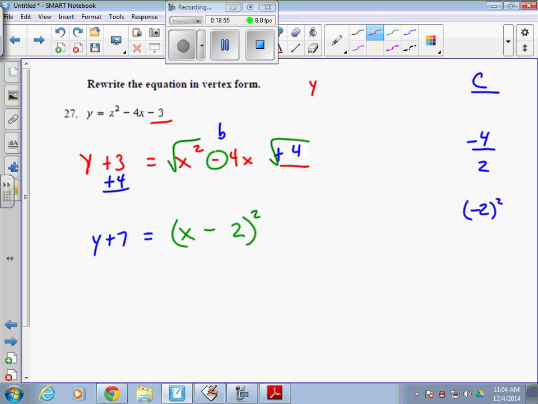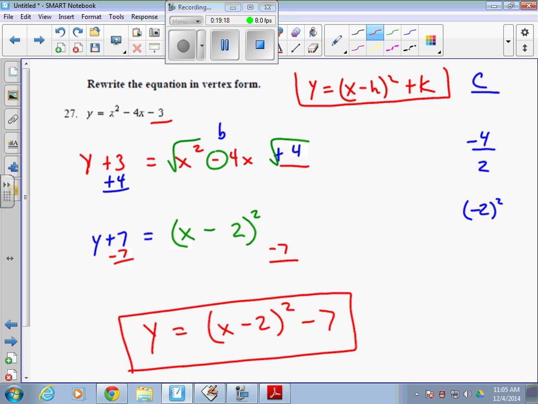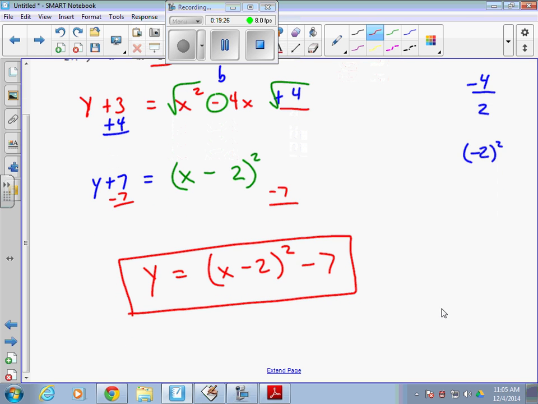Vertex form is y equals x minus h squared plus k. Vertex form, I'm going to write that on the board for the test. So we need to get rid of this plus 7 by subtracting it from both sides. Y equals x minus 2 squared minus 7 is your vertex form. And remember, if you had to plot the vertex based on that, it's the opposite of what you see in the parentheses for x. So it would be positive 2, and it's exactly how it's written outside of the parentheses for y, negative 7.